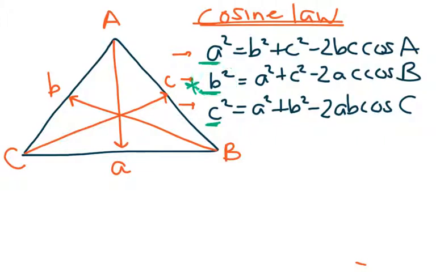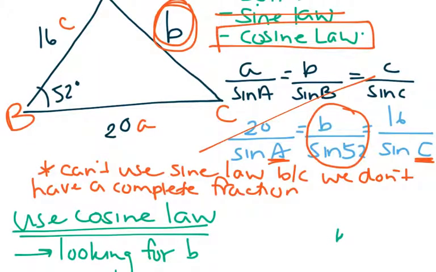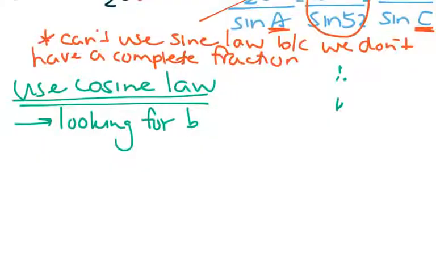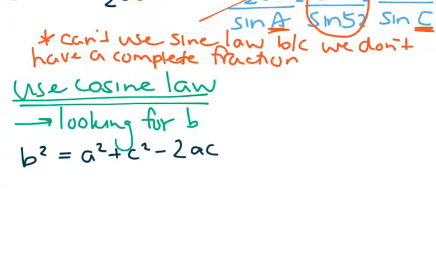because if we're looking for B, why don't we pick this one here? So what I'm going to do is I'm going to rewrite that equation. So you do not need to memorize it. I will always give it to you on test. B squared equals A squared plus C squared minus 2AC cos of B. So what this means is 2 times A times C times cos B, just a little reminder.